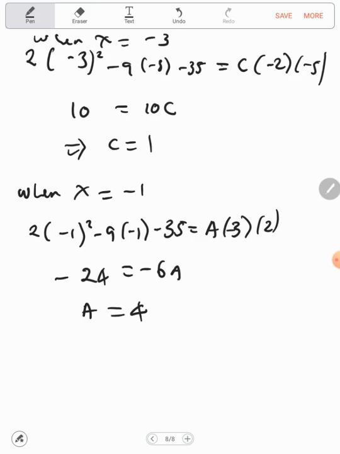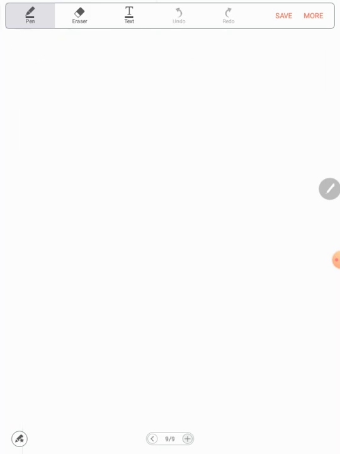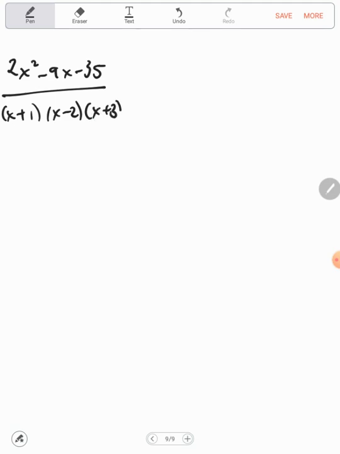Now that you have all the values for a, b, and c, we can now just replace, and we have that 2x squared minus 9x minus 35 over x plus 1, x minus 2, x plus 3, is just equal to 4 over x plus 1 minus 3 over x minus 2 plus 1 over x plus 3.